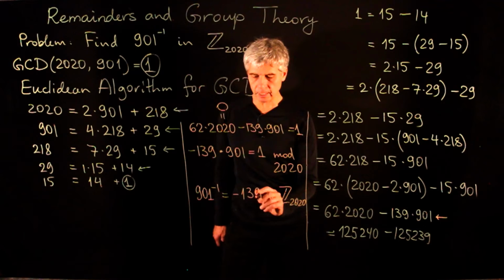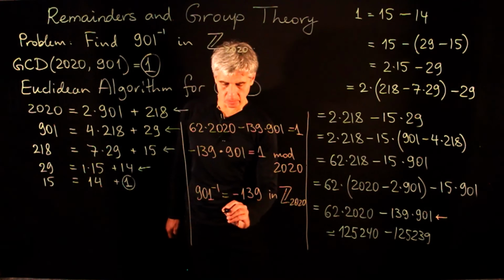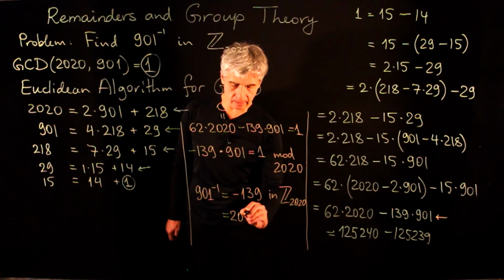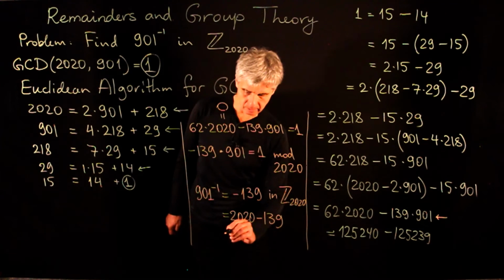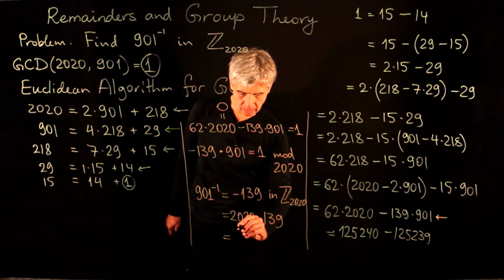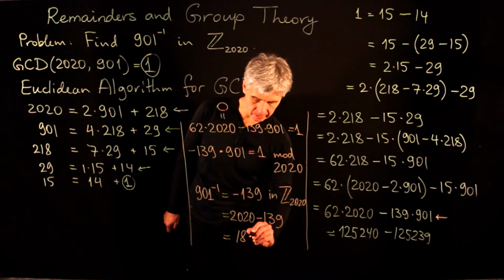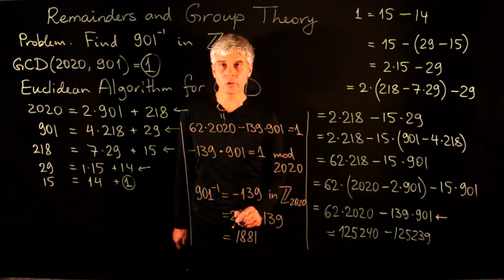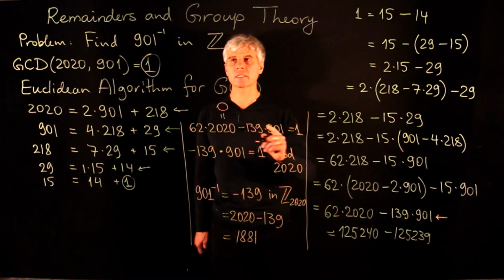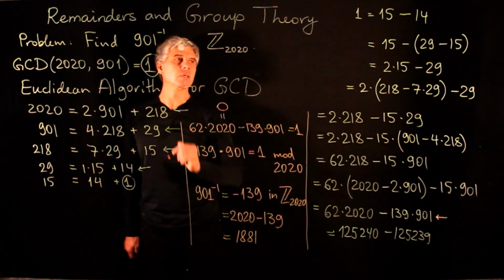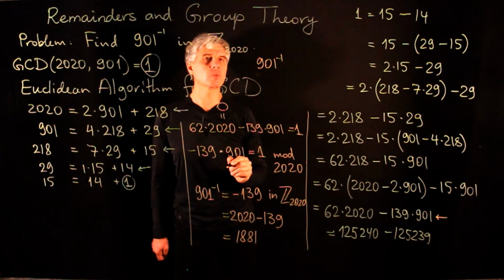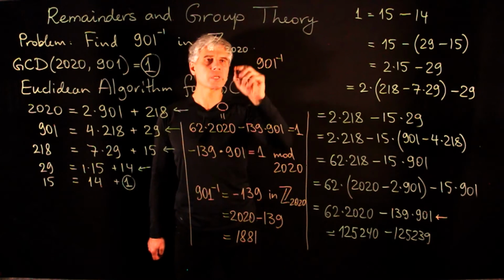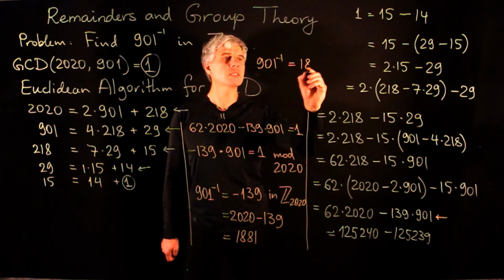But what is negative 139? So that's the same as 2020 minus 139. And this is equal to 1881. So our conclusion is the inverse of 901 in Z 2020 is 1881.